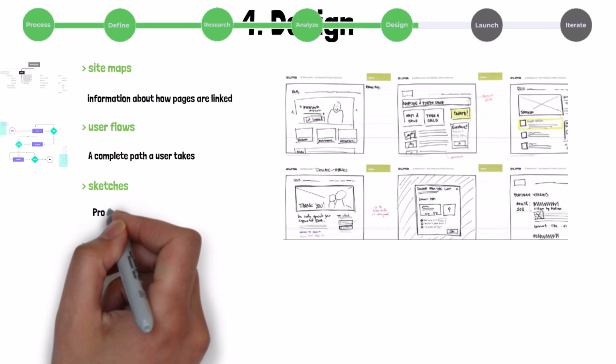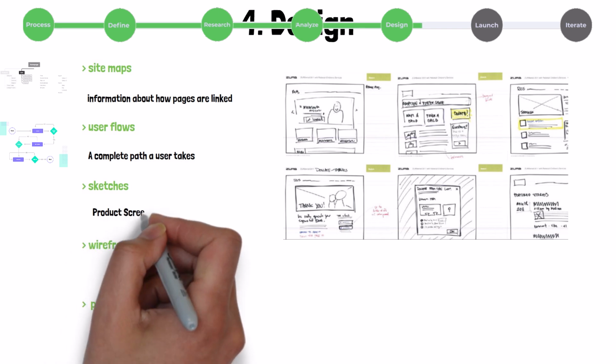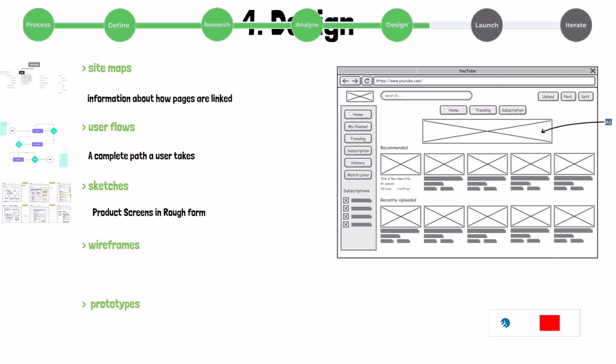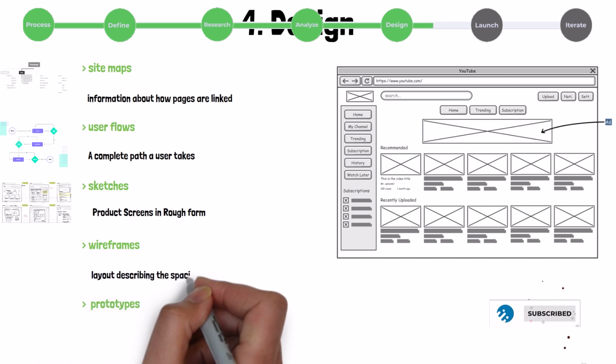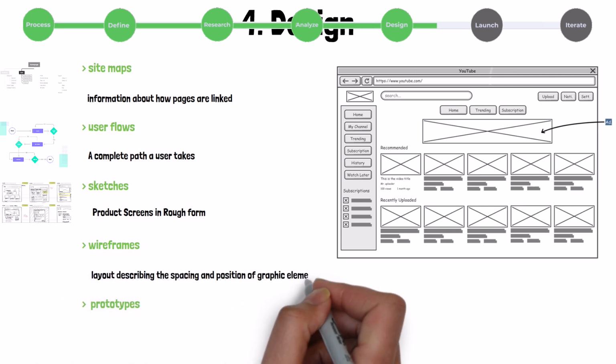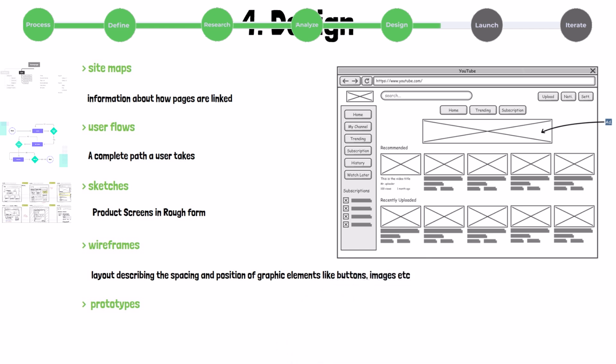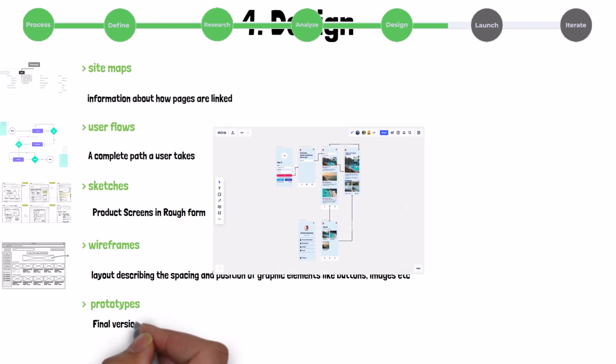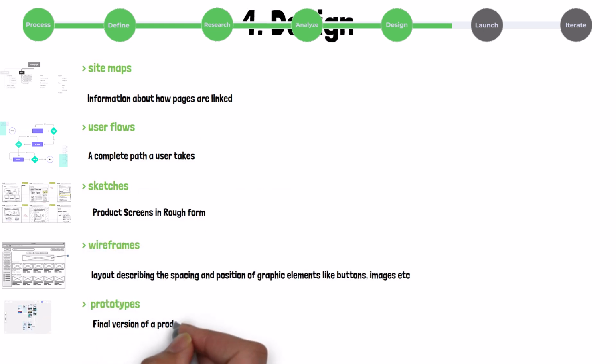Sketches are a very rough idea of how it looks. After sketches, we do the wireframes. Wireframes are the layout describing the spaces and position of graphic elements like buttons, images, and text. Remember, the prototype is a final version of a product, how it will look after launch. It's a final mock-up. Remember, the design process is iterative. You are iterating to make it better for the user.